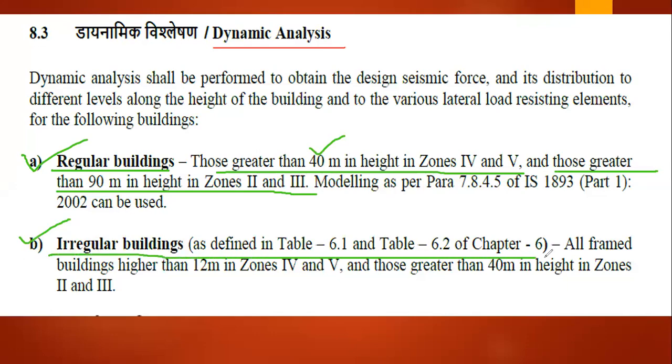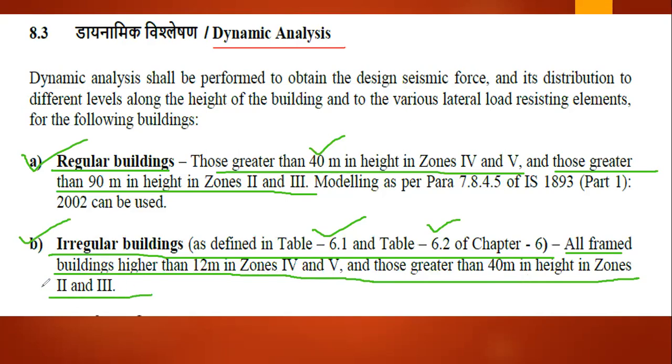Now, regularity and irregularity can be classified in various ways. It can be in plan, in terms of stiffness, in terms of your vertical elevation, all these things. So for buildings which are 40 meter in height in zone 4 and 5.